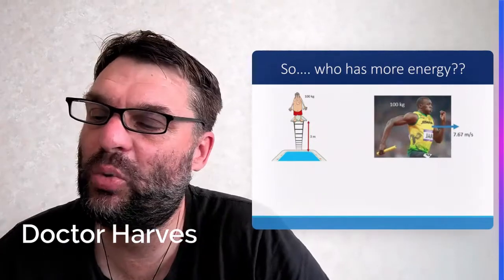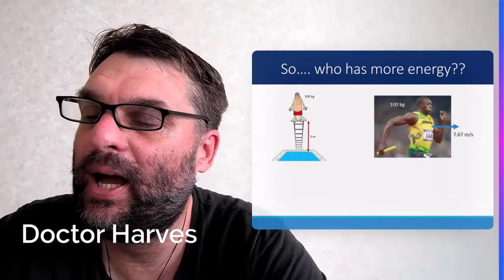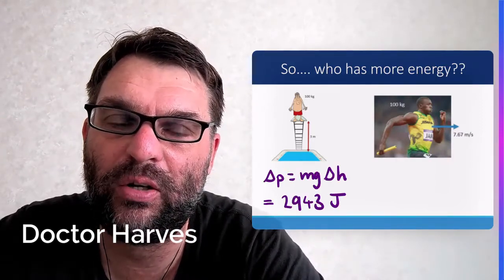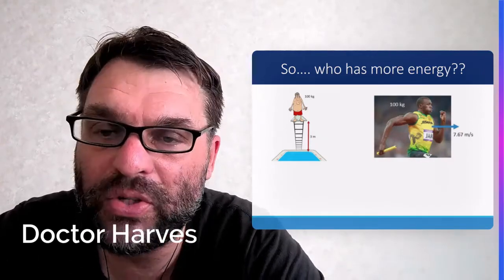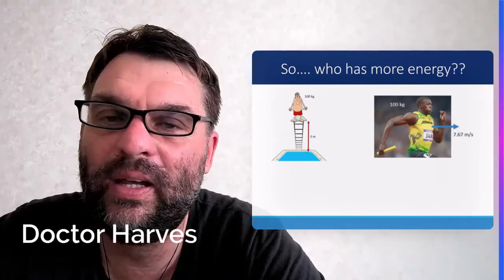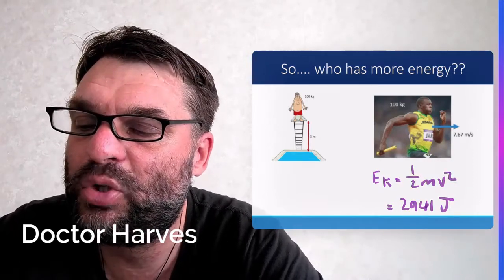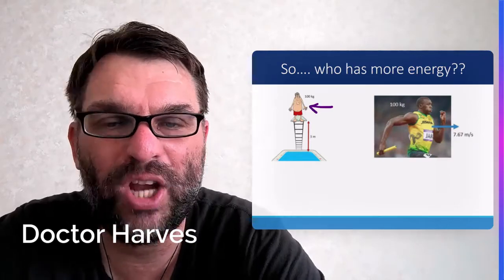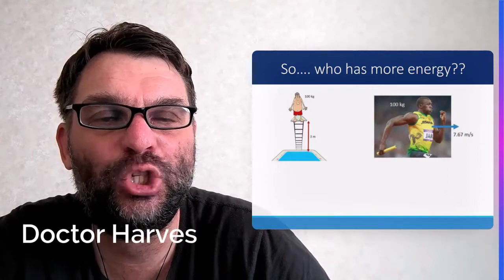So, going back to our original question, who has the greater energy? For our diver, using the equation for the change in gravitational potential energy, mg delta h, if you plug in the numbers, that will be 2,943 joules, whereas for the runner, kinetic energy equals half mv squared. Plugging in the numbers, it will be 2,941 joules. So our diver just has more energy, at least more gravitational potential energy.